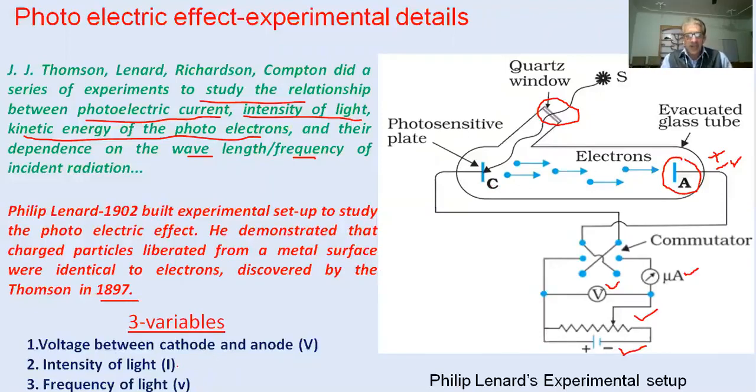Then the second variable which we study is the intensity. The intensity is the number of photons or particles per unit area and per unit time which fall on a surface. We can visualize this: if we have two bulbs, one of 50 watt and the other of 100 watt, then the 100 watt bulb would have twice the intensity of the first one. It will give more photons per unit area, per unit time.